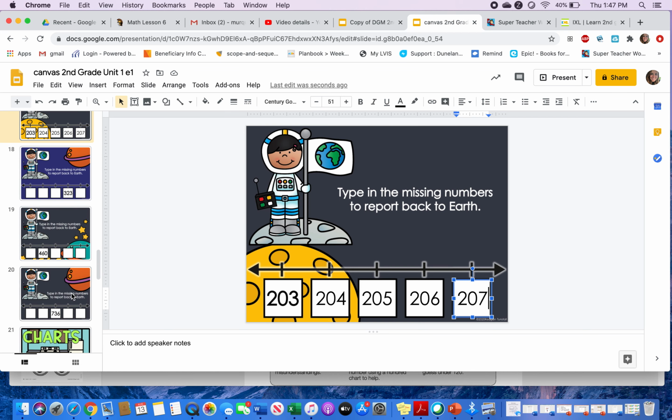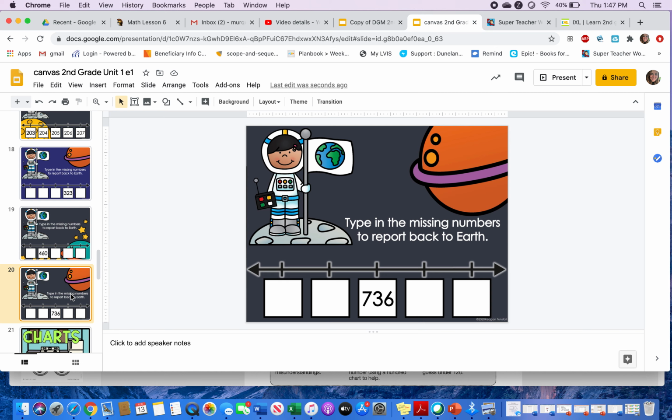Let's look at this huge one. 736. I think that's the biggest number yet. So we have to do the two next smallers, so counting backwards, and the next two biggest numbers, so counting forwards. So let's do the same thing. Get your piece of paper or your whiteboard out and try to do this by yourself. Good luck. I know you're gonna do great. Don't forget to check your work too.